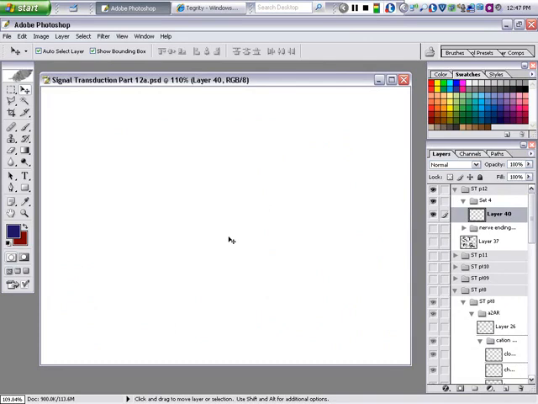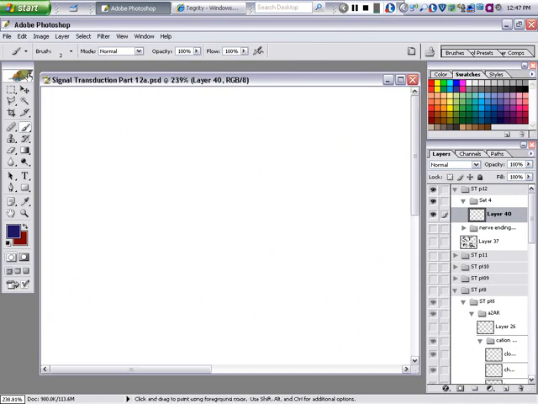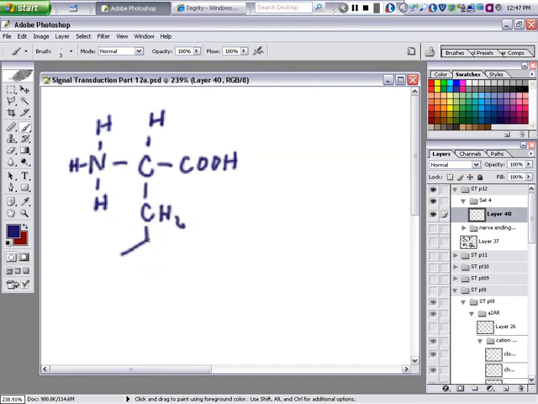Let's look at the synthesis of norepinephrine from what amino acid? Tyrosine. Okay. So I'm going to put it right here. I'm going to draw the amino acid tyrosine. So here we have the amino group, the alpha carbon, the carboxylic acid group, phenylalanine, okay. So this is the amino acid tyrosine. You all should be familiar with that one.